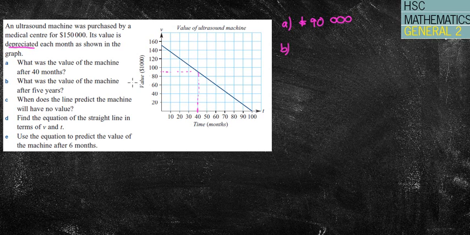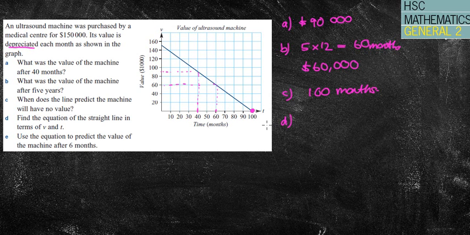B, what was the value of the machine after 5 years? Well, 5 times 12 months is 60 months. So I'm looking for 60 months. So I'm going to go from 60 up to get the line. We have, in this case, $60,000. C, when does the line predict the machine will have no value? Well, that's when it's at 0. So I go across. That's our x-intercept in this case, which is 100 months. Doesn't ask us for years, so I'm going to leave it in months.